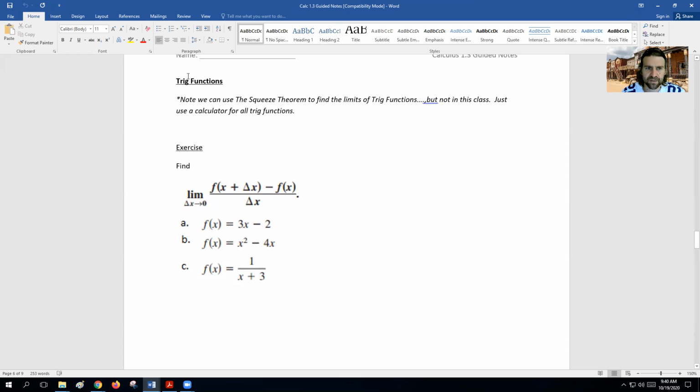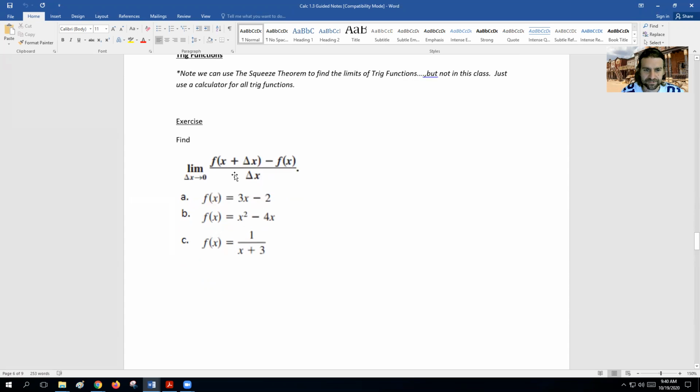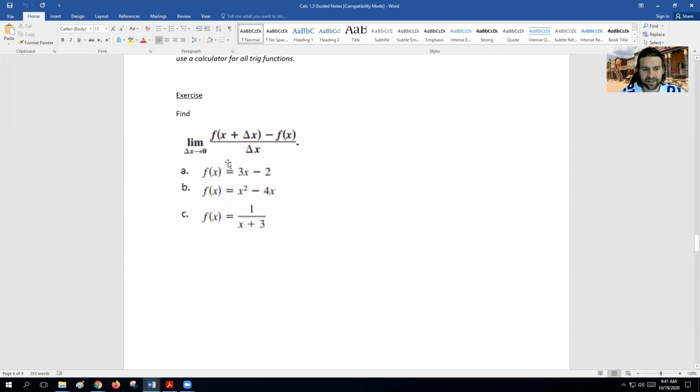First, just to make sure we cover something, if you see any trig functions, we're just going to use the calculators, use those tables that we've used before. When we learn the shortcut, we'll go back to trig functions. But for right now, there's a thing called the squeeze theorem, and I think it's just too much for us to do. So if you ever see a trig function, just go ahead and use your calculator and estimate the limit.